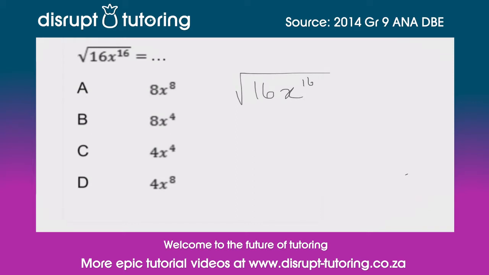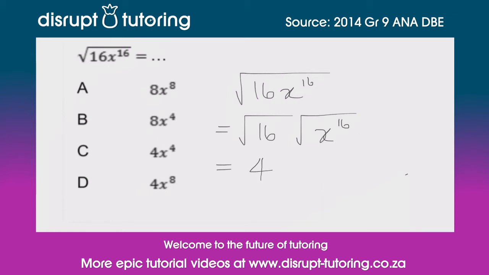Now remember, when it comes to square roots, we're able to split the square root across numbers and variables that are multiplied together. What do I mean by that? Well, we can split the square root and say the square root of 16 times the square root of x to the 16. Now we can deal with each of those individually. The square root of 16 we know to be 4 because 4 squared is 16.